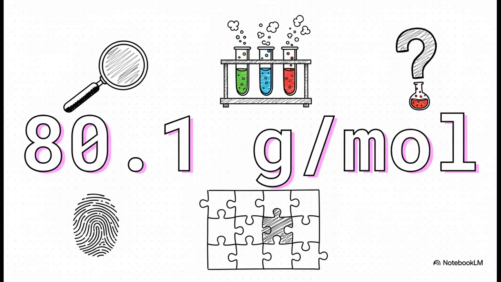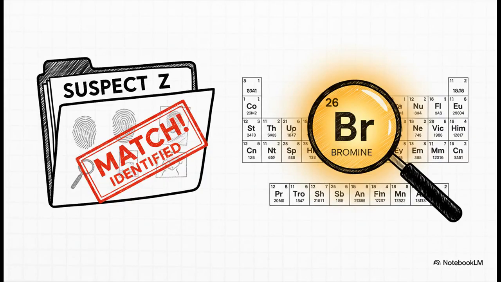This number right here, this is the chemical fingerprint of our first suspect, element Z. Now we just need to find a match in the database. And a quick scan of the periodic table, our list of usual suspects, shows a molar mass of 79.9 for bromine. That is a match. Our mystery element Z is bromine. Fantastic work, detective. 1 down, 1 to go.